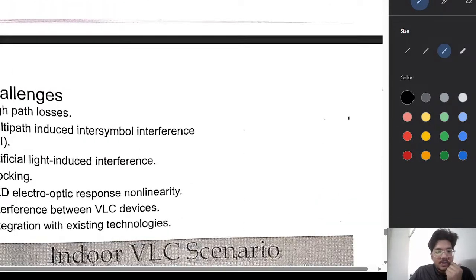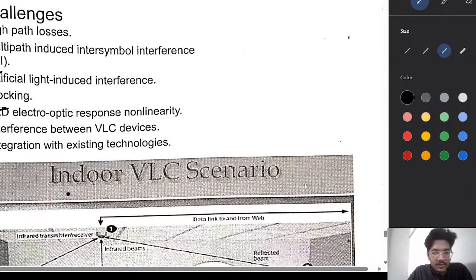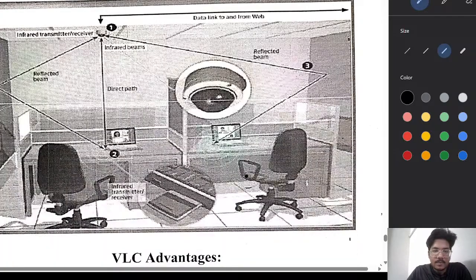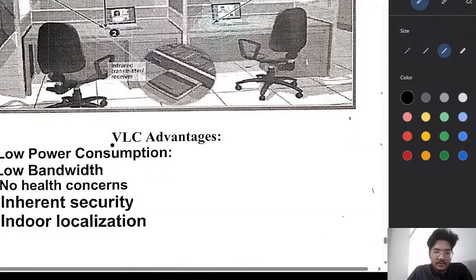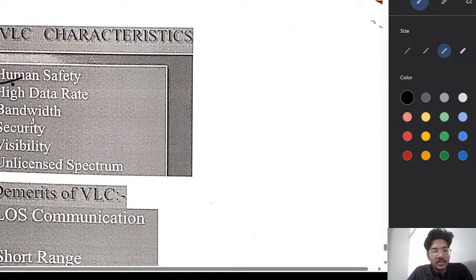Challenges: high path losses, multipath induced interference, artificial light induced interference, LED electro-optic response non-linearity. Indoor VLC scenario. VLC advantages: low power consumption, low bandwidth, no health concern, inherent security, indoor localization, human safety, high data rate.